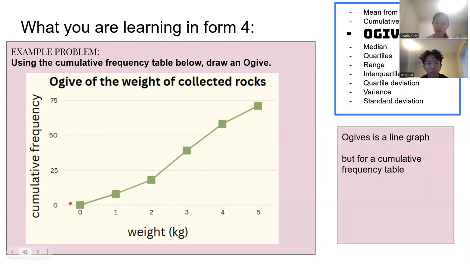So that means if you are going up in accumulation in a cumulative frequency table, your line graph should always have the positive slope, which means it should always go up, and it should never fall down the hill. That is the only thing that will differentiate your ogive from a normal line graph.